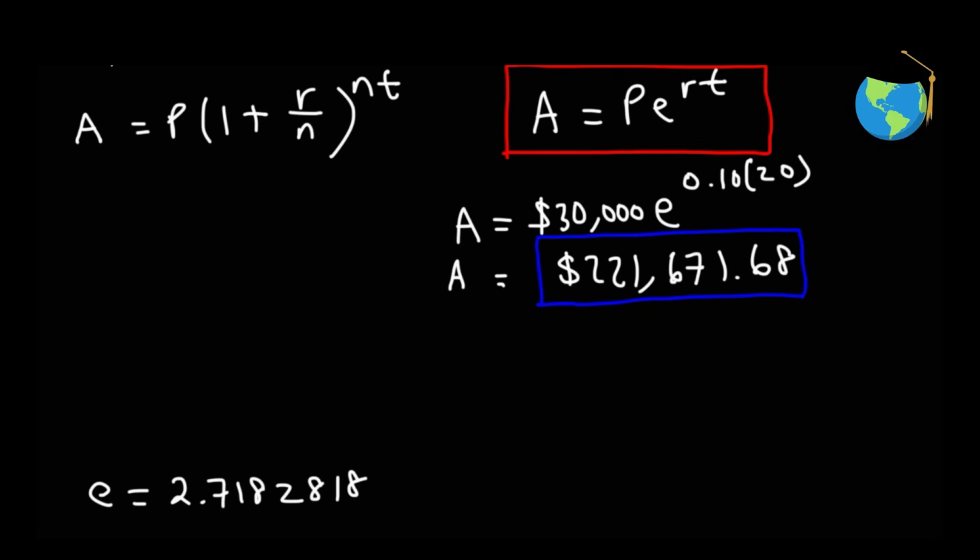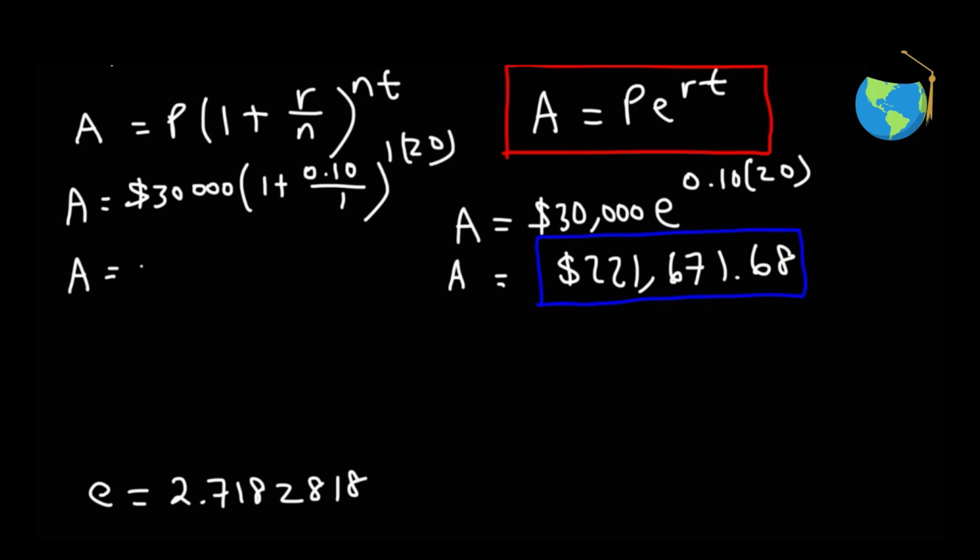Now let's compare this answer to another answer that we would get in a different situation. So let's say Andrew invests $30,000 in an account that pays him 10% interest once per year. So it's not compounding continuously, but the account is credited with interest once per year. In this case, we would use this formula. So P would be the same. It's still 30,000. r is still 0.10, but n is 1, and t is 20.